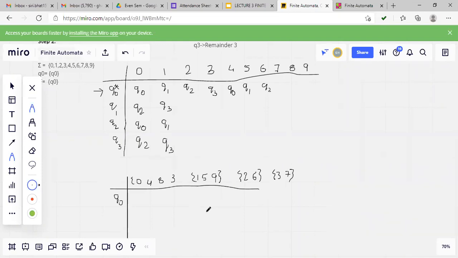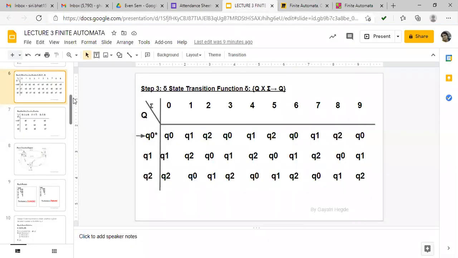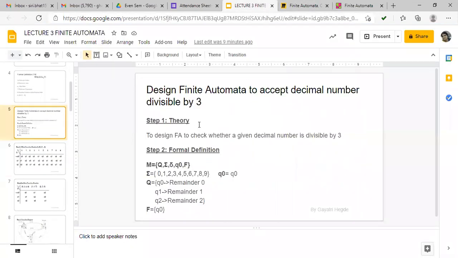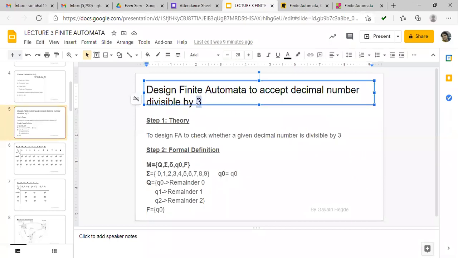Even if you have 5, what is the difference? The difference will be the number of states. What states you will have? The possible remainders when a decimal number is divided by 5 are 0, 1, 2, 3, and 4. So that will be the difference. You'll have the input same, the start state same, and the final state also same. The number of states depends on the number given here.